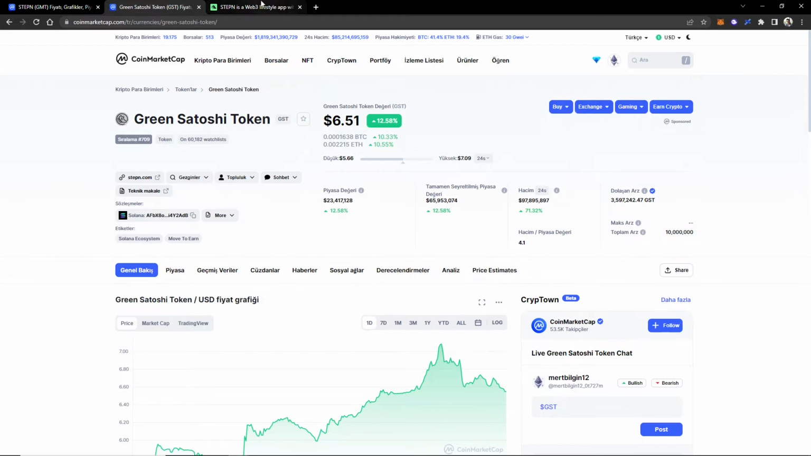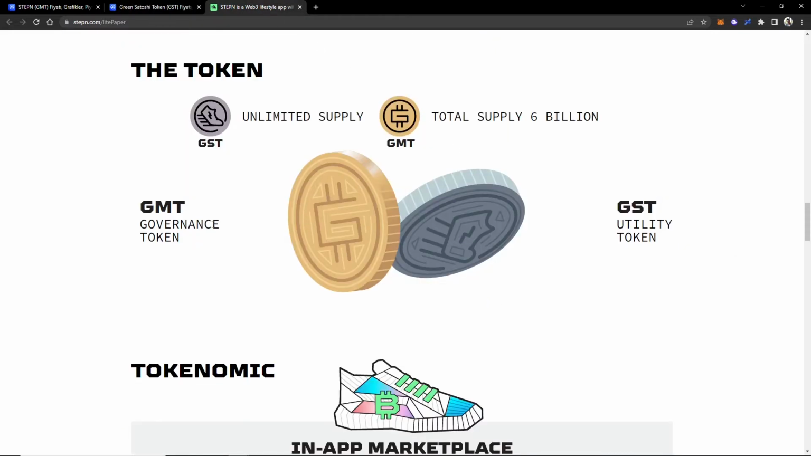GMT is the governance token of Stepn, which means there is a limited supply with 6 billion tokens, and GMT is the main token of Stepn application. Now, if we look at the GST token, we can see it is the utility token of Stepn, which means we have to use GST while using the specific systems on the application.